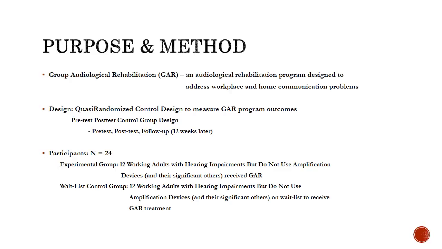Participants. N equaled 24 for the present study. The experimental group consisted of 12 working adults with hearing impairments that do not use amplification devices. There was also a waitlist control group that consisted of 12 working adults with hearing impairments that do not use amplification devices.